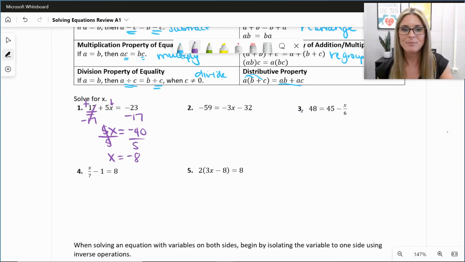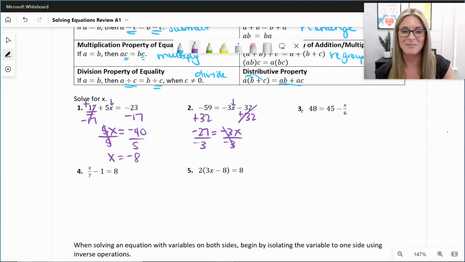Second example, we're solving for X. Get rid of your extra term on that same side. Let's add 32 to make that a 0. That's negative 32, adding 32 cancels it out. We're going to use that addition property of equality, adding to both sides. Negative 59 plus 32 is negative 27 equals, we're still left with negative 3X. Isolate that X by dividing away that negative 3, just like we did in the last problem. Divide both sides.